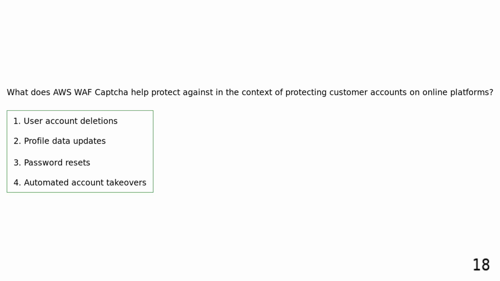What does AWS WAF Captcha help protect against in the context of protecting customer accounts on online platforms? User account deletions. Profile data updates. Password resets. Automated account takeovers. AWS WAF Captcha helps protect against automated account takeovers by verifying user identity through challenges that are difficult for bots to solve, reducing the risk of unauthorized access and account compromises.